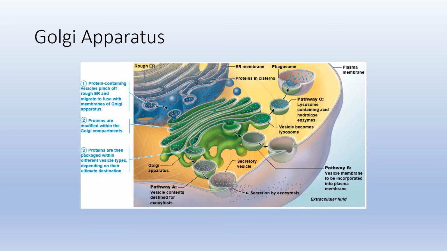This slide shows you the 3 different pathways that the Golgi apparatus could send a vesicle once it's done modifying it and concentrating it. But again, you do not have to know the 3 pathways, simply understand the definition or the function of the Golgi apparatus.